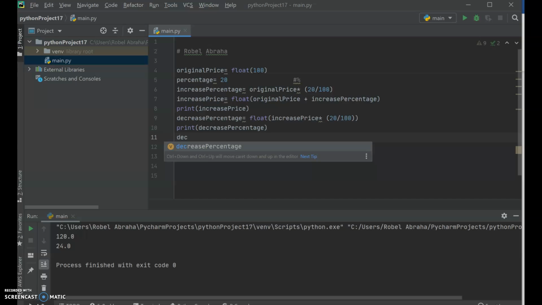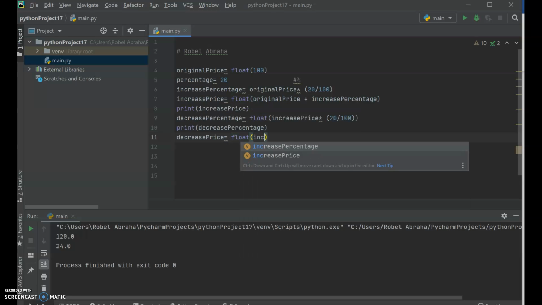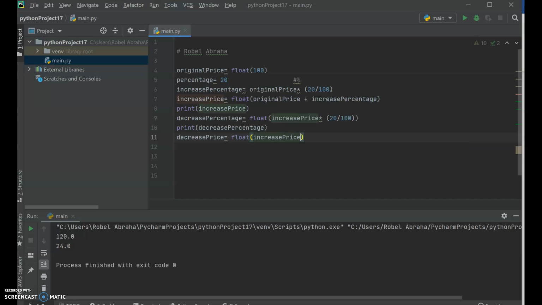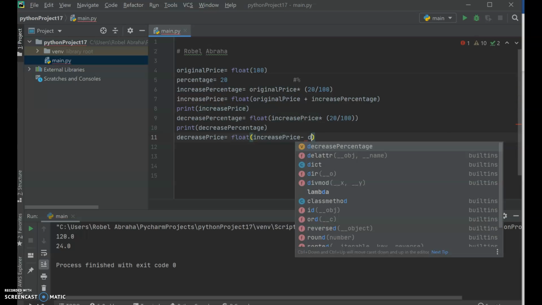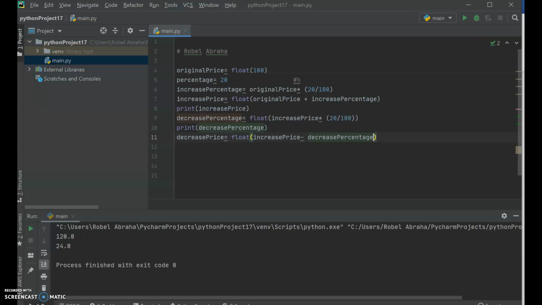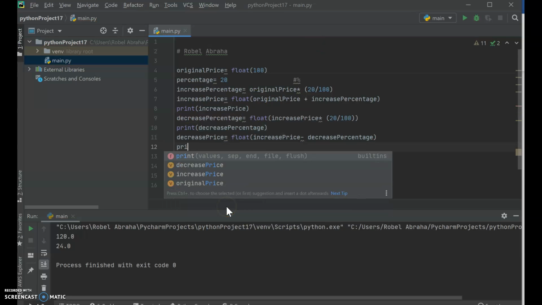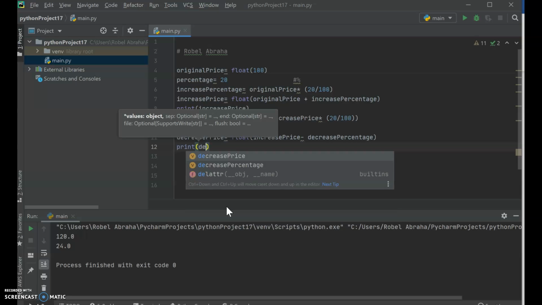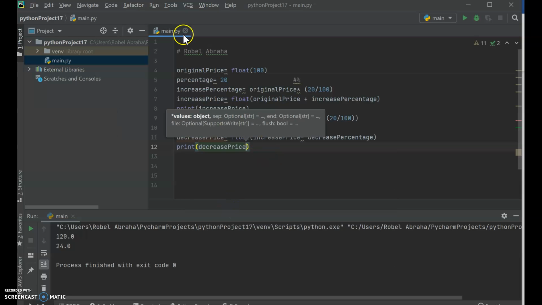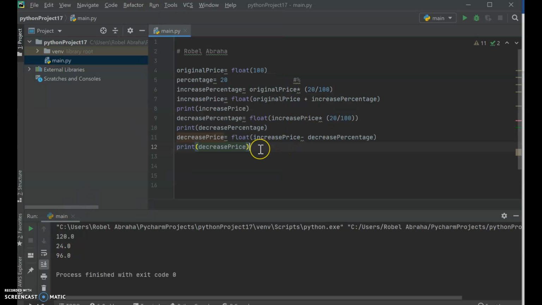Okay, so let's calculate the decrease price. Decrease price is equal to the increase price minus decrease percentage. So if we print this one, decrease price, it should be 90 something. Yeah, 96.